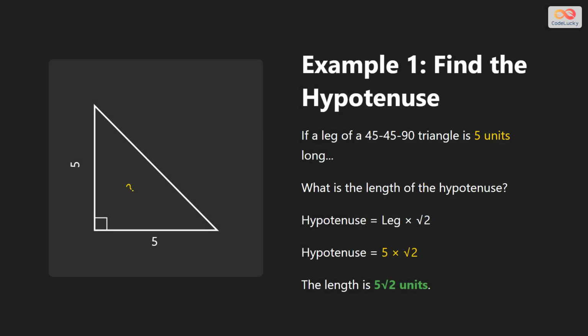Let's try an example. If one leg of a 45, 45, 90 triangle is 5 units long, what is the length of the hypotenuse? We use the formula, hypotenuse equals leg times the square root of 2. So the hypotenuse is 5 times the square root of 2. The final length is 5 times the square root of 2 units.